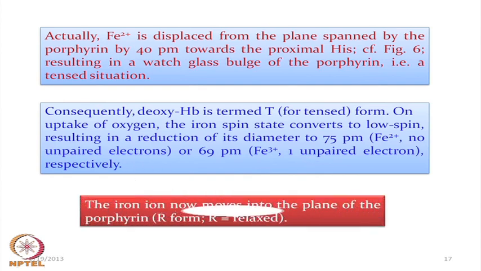And due to this transfer, the iron is basically moved into the plane of the porphyrin. So, the tensed form is converted to the relaxed form, and these two forms are very important for the transfer of oxygen to our cell system for food burning. Thank you very much.